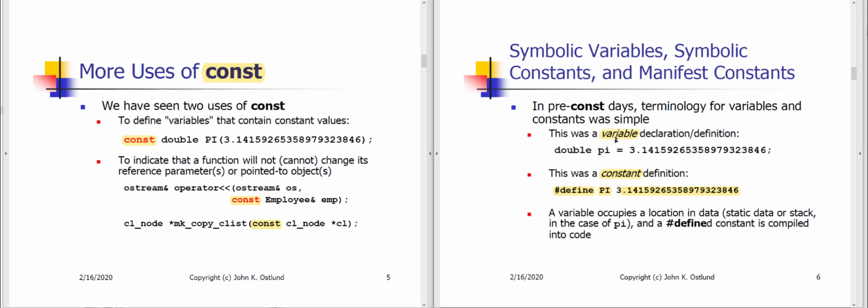All right, so a variable had a name and had a data type and optionally was given an initial value. A variable was stored in memory and its value could be changed.